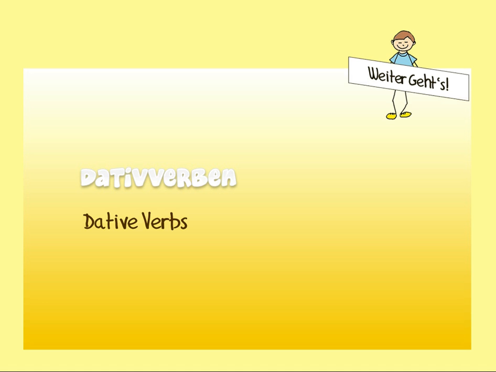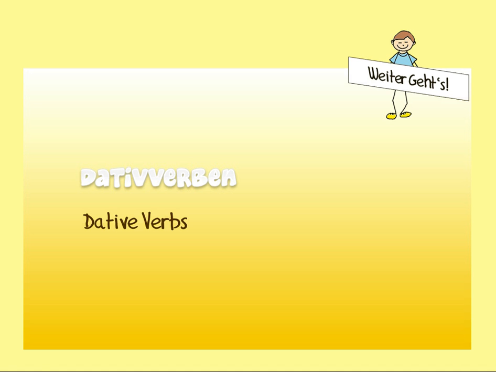Today we are going to discuss dative verbs. First, let's define what a dative verb is. A dative verb is one that is followed by an indirect object. The problem is that most of those are direct object verbs in English, so you really do have to memorize which ones are dative verbs and which ones aren't.